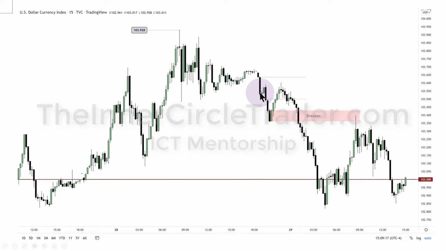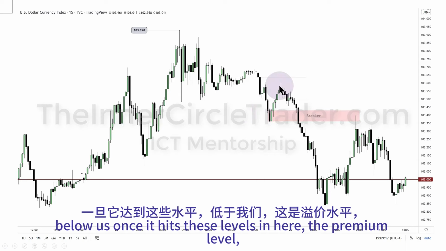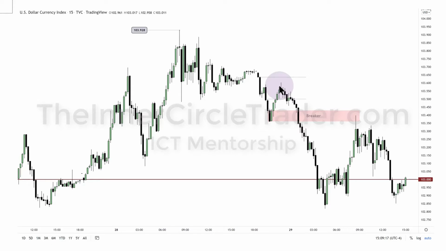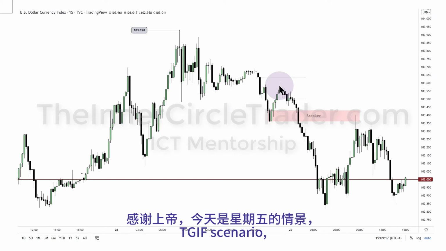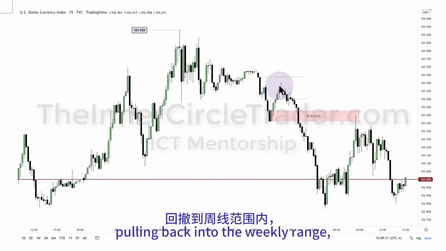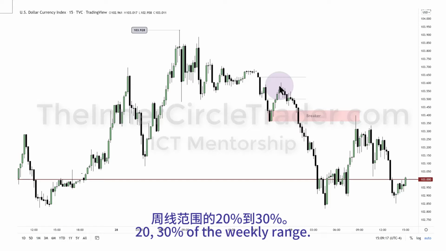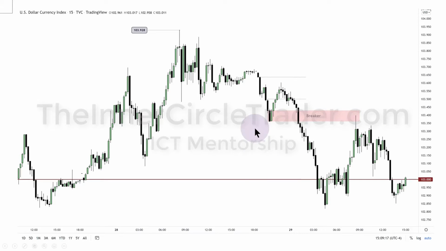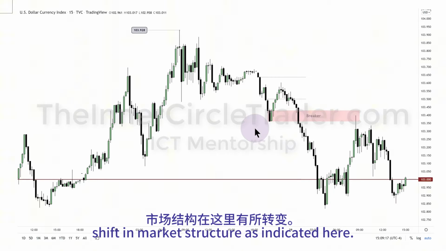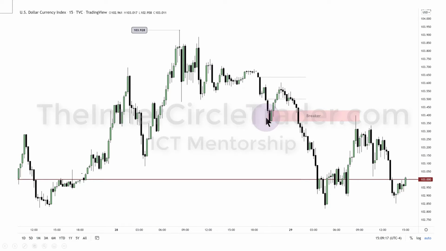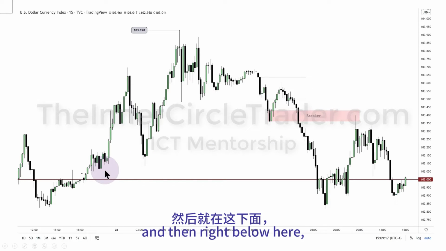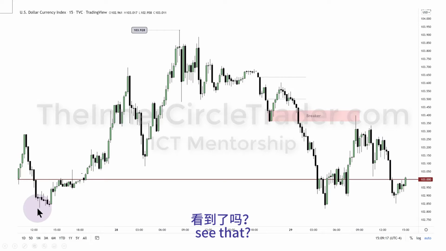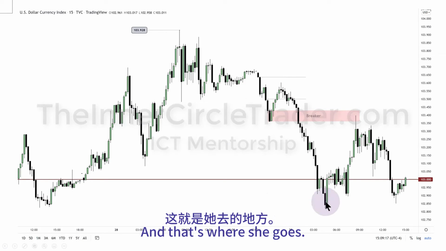Now, if you look at what's below us, once it hits these levels in here at the premium level, remember it's Friday. TGIF scenario, pulling back into the weekly range, 20-30% of the weekly range. We have a big figure below us, and we have somewhat of a short-term shift in market structure as indicated here. So if we're looking for bearish dollar, where could it reach for? Obviously the 103 level. We have relative equal lows here, and then right below here. See that? And that's where she goes.